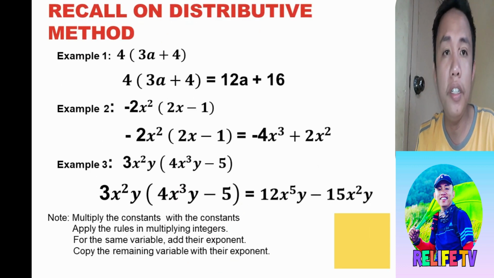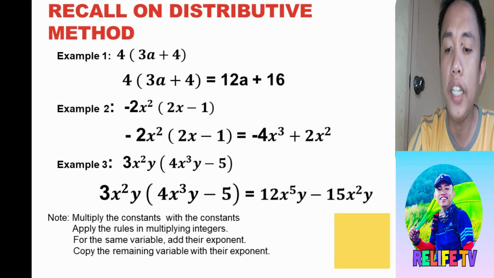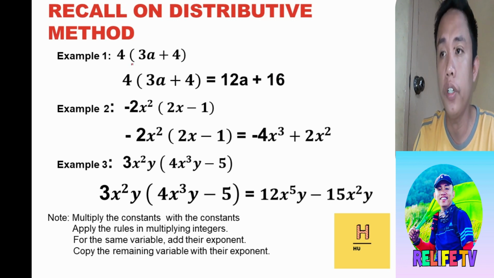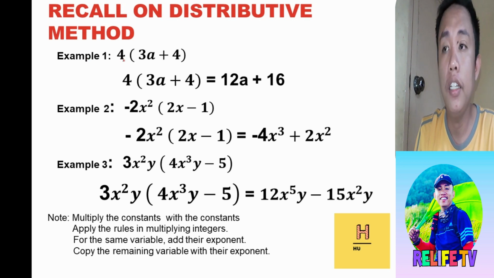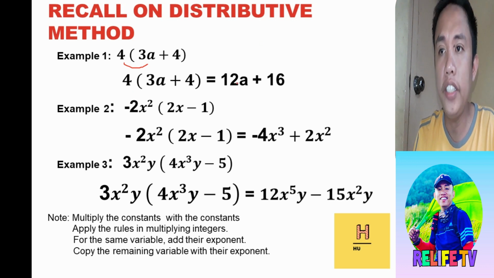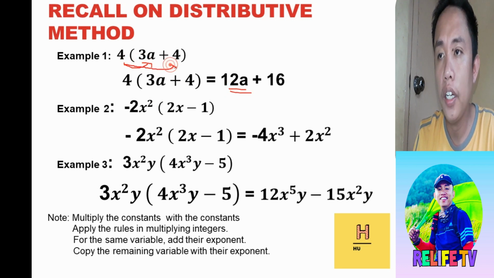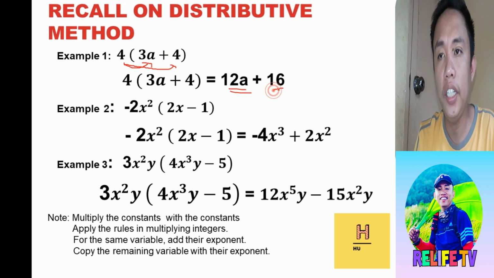Okay, let us recall distributive method. If we're going to have distributive method, let us use the example dito. So, for example, we multiplying 4 by 3a plus 4. So, iisa-isahin natin siya kasi sa distributive method, inisa-isa siya. 4 times 3 multiplied by a is definitely a 12a. So, inisa-isa natin siya. Yung sa baba naman, 4 times 4 is 16. So, yun po yung 16 na yun.